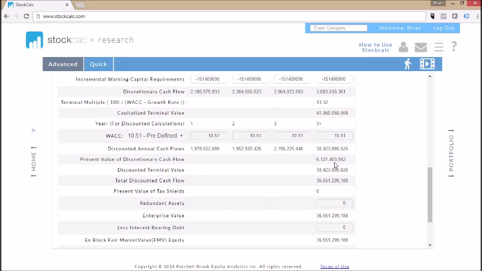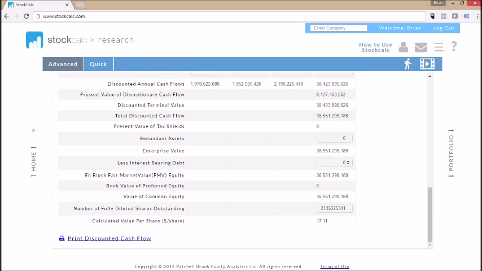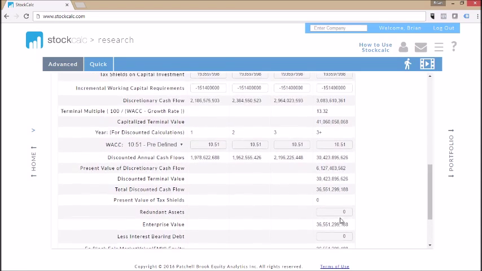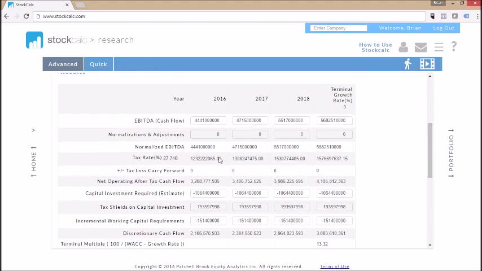So you can see we're showing $6 billion in value in the next 3 years, $30 billion thereafter from years 4 and beyond, for a total of 36. We add or remove any redundant assets. We come up with an enterprise value. If there's debt, we remove the debt, divide by the number of shares outstanding, and that gives us a value per share calculation. So you can see in the initial pass that we did here, price is currently trading at $21.30, we're coming up with a $17 value for the company.